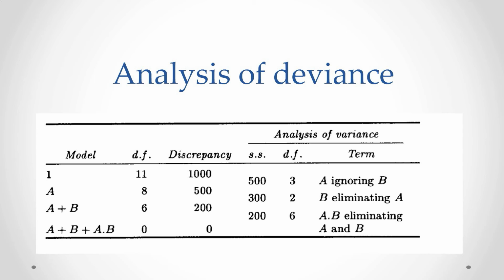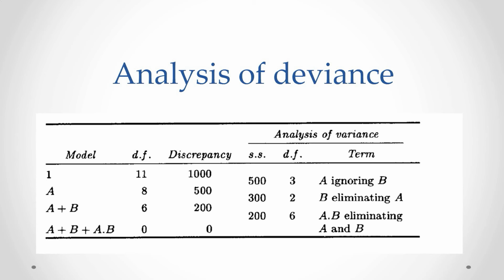The models which are referred to in the first rows are respectively the model with no covariates, the model including A. Now note importantly that the third model refers to the model which includes B given that A has been included. And the model on the last line of the table refers to a model including the interaction given that A and B have been included. The interpretation of the corresponding deviances is firstly A ignoring B, B eliminating A, and AB, the interaction, eliminating A plus B.